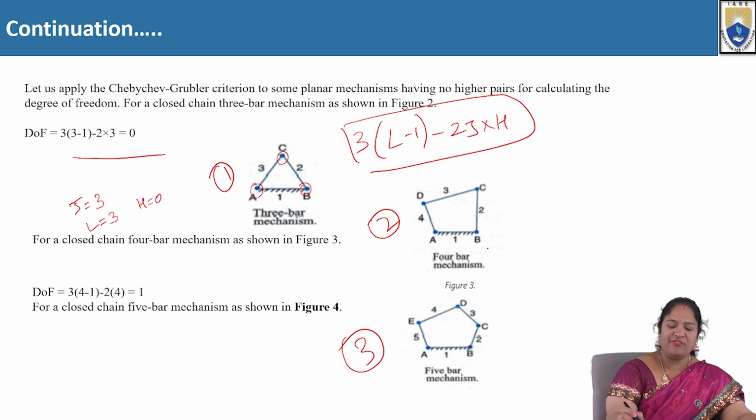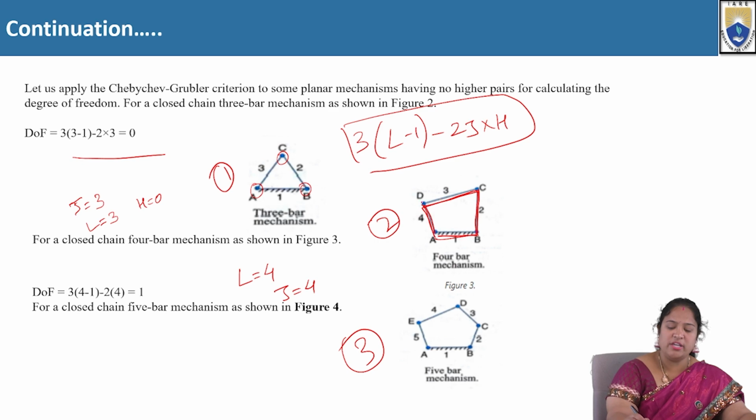Whereas when we take a 4-bar mechanism, how many links do we have? 4. How many joints do we have? 4. So what is the link? 1, 2, 3, 4. How many links are we having? 4, right? 1 to 4, 4 to 3, 3 to 2, and 2 to 1. So we are having totally 4 links.